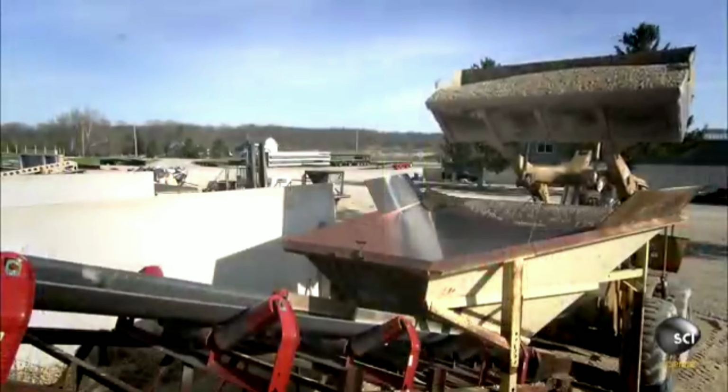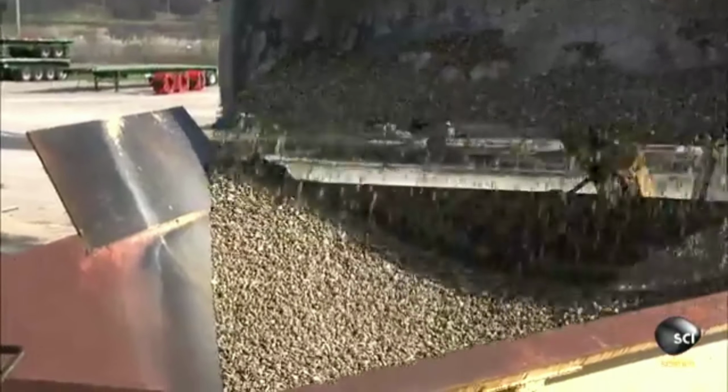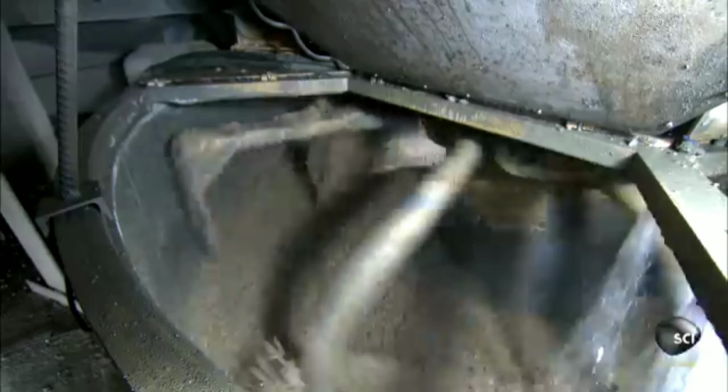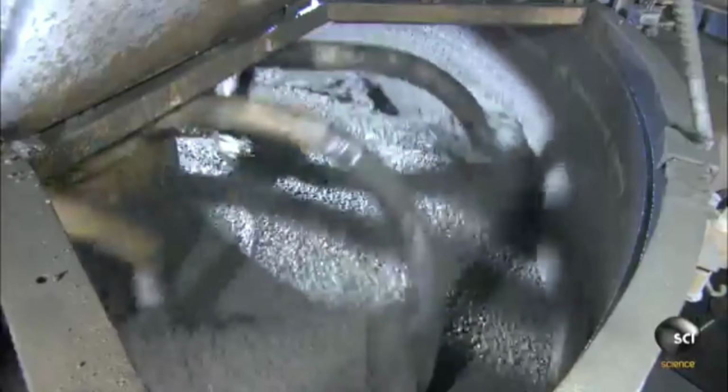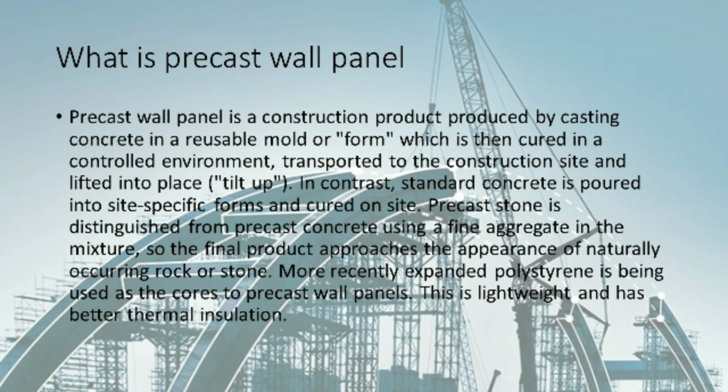Precast stone is distinguished from precast concrete by using a fine aggregate in the mixture, so the final product approaches the appearance of naturally occurring rock or stone. More recently, expanded polystyrene is being used as the core of precast wall panels. This is lightweight and has better thermal insulation.